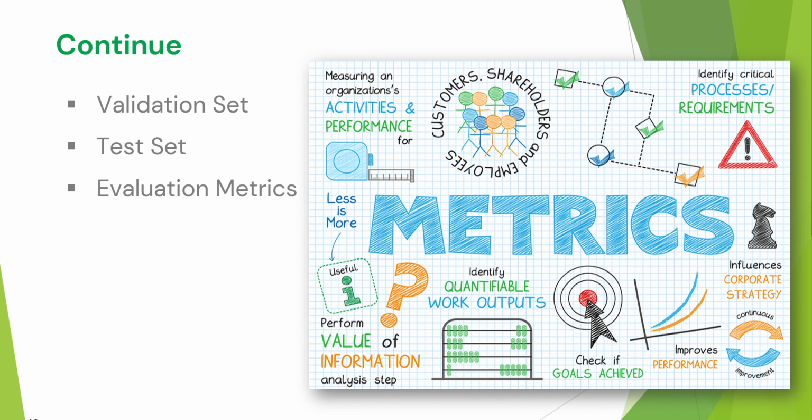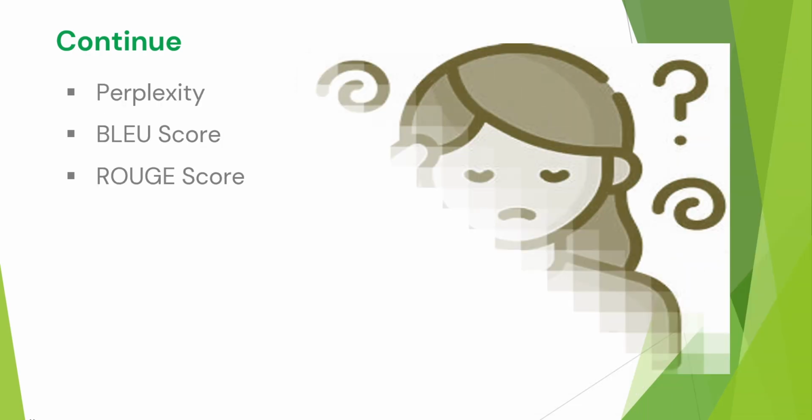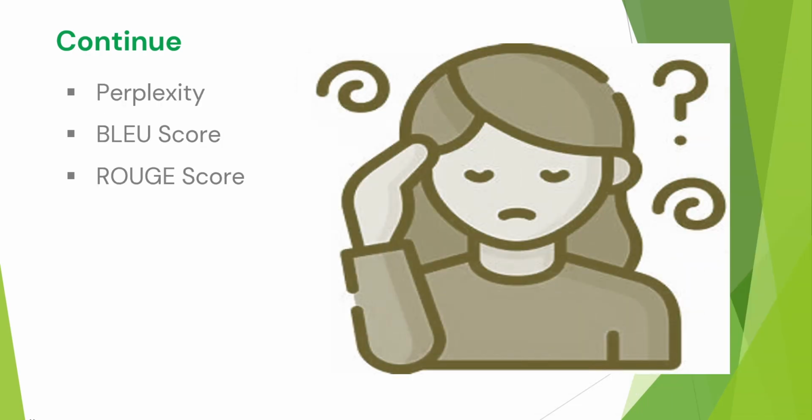Now, evaluation metrics are the measures used to assess the performance of the model. For example, accuracy, perplexity, BLEU score, ROUGE score. These are all evaluation metrics. Next comes the perplexity, which measures how well the model predicts the next word in a sequence. So, lower perplexity indicates better performance.